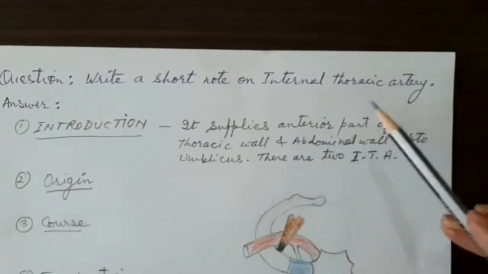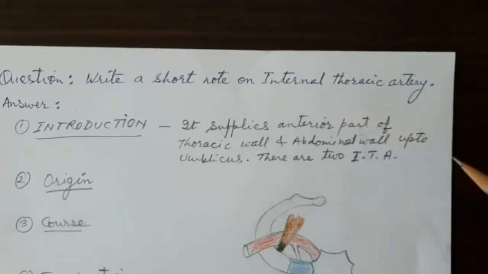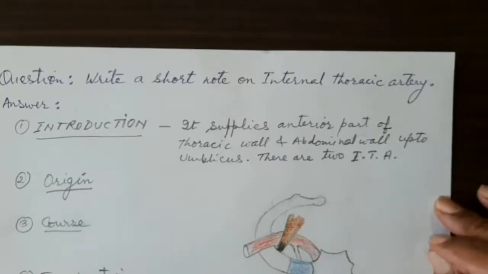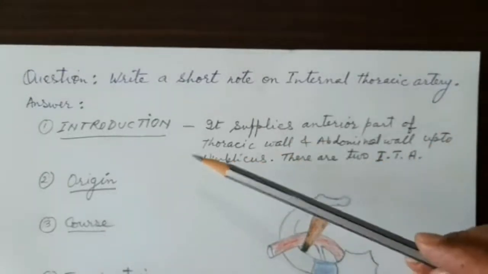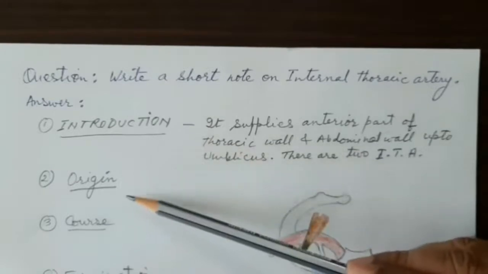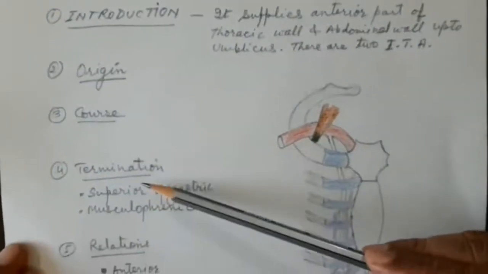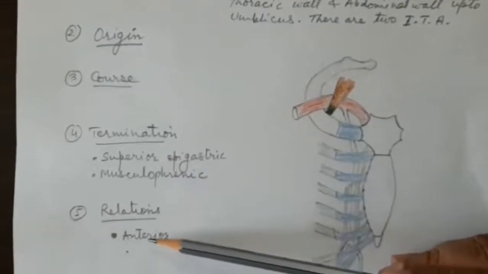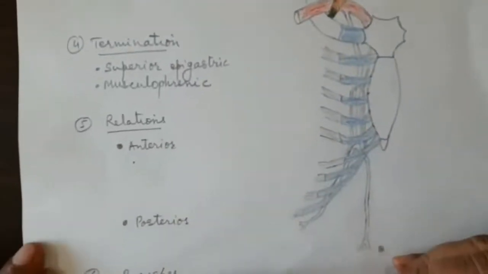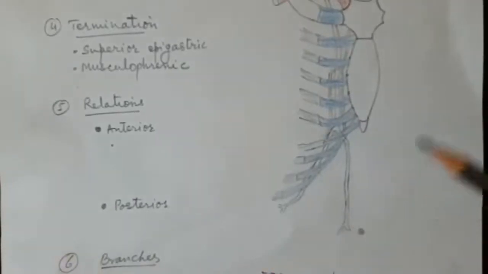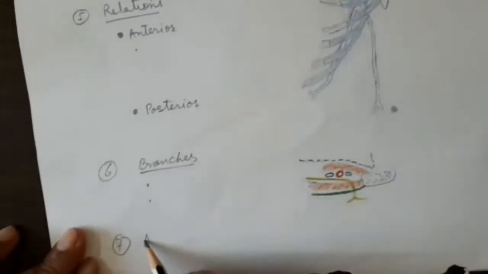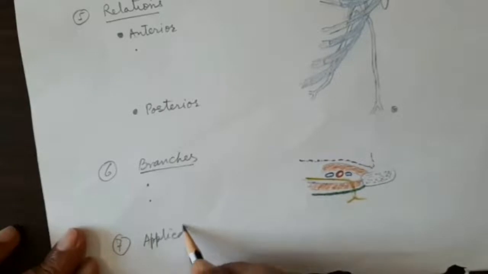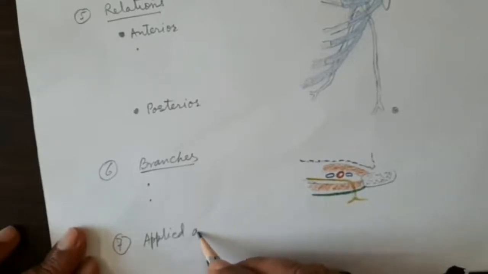The internal thoracic artery is also known as the internal mammary artery because in females this is the major source to supply the mammary gland. We will learn this under the following heads: introduction, origin, course, termination, relations, its anterior relation and its posterior relation, and lastly branches, and then its clinical or applied importance, or applied anatomy.